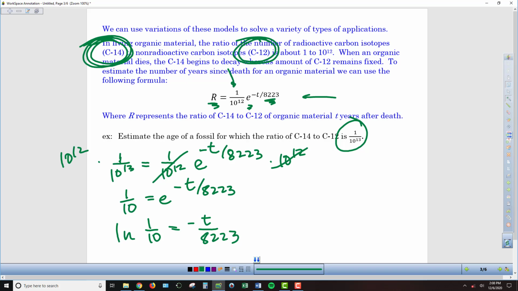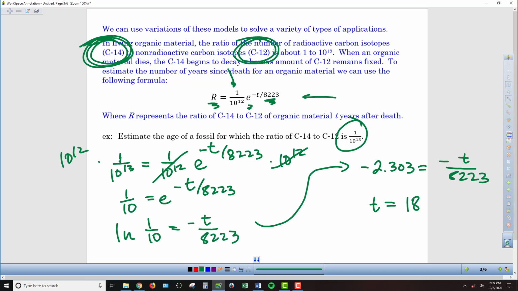At this point, we're just in button pushing territory on our calculator. We need to find the natural log of 1/10. On my calculator, I get negative 2.303. So that's equal to negative t over 8223. My last step is to multiply both sides by negative 8223, so my t ends up positive. If we round off to the nearest year, not that we would really know to that degree of accuracy, we get 18,934 years since this fossil had been alive.